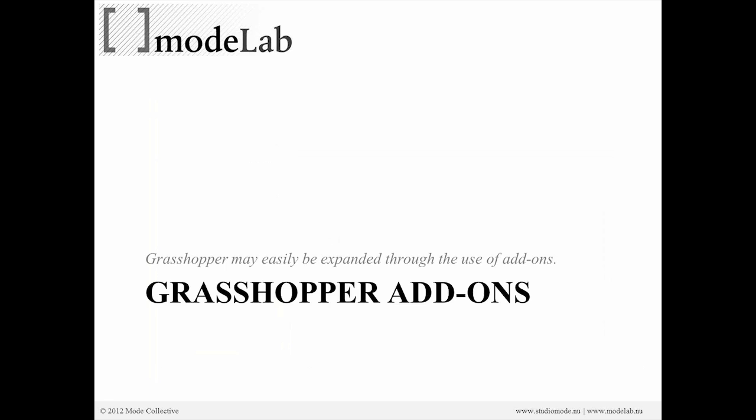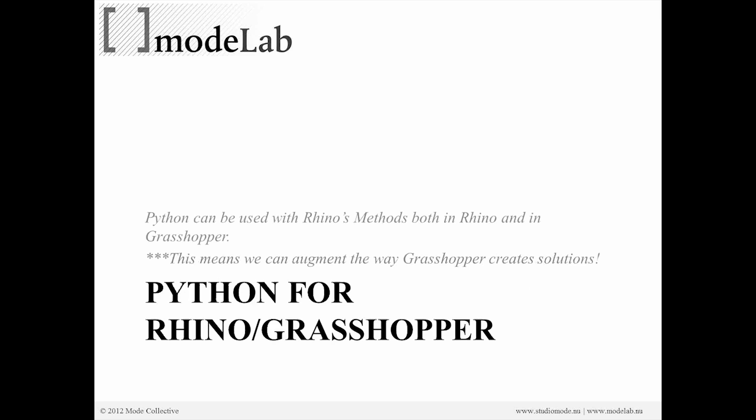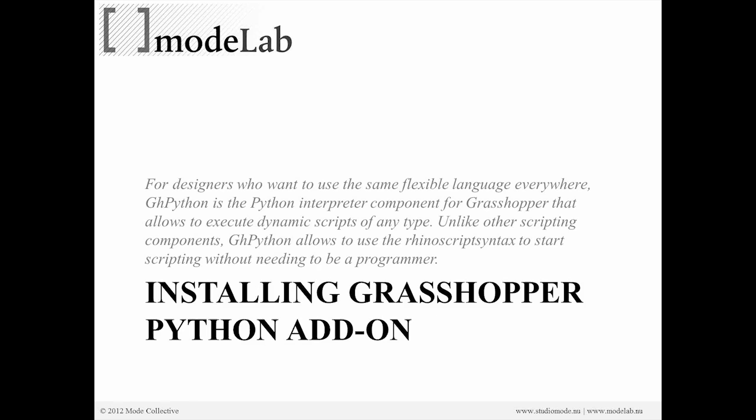Okay, so let's get everything situated before we actually start writing any scripts by looking at the actual add-on we're going to be using once we get into Grasshopper. Grasshopper can be easily extended and expanded in terms of its functionality through the use of add-ons. And we're going to use the Python for Rhino and Grasshopper add-on. Natively, Python can already be used with Rhino's methods. But if we use the add-on, we can also use those same methods in Grasshopper, which means that we can change the way Grasshopper creates solutions. And more on that in a little bit. But for now, let's make sure that we install the Grasshopper Python add-on.